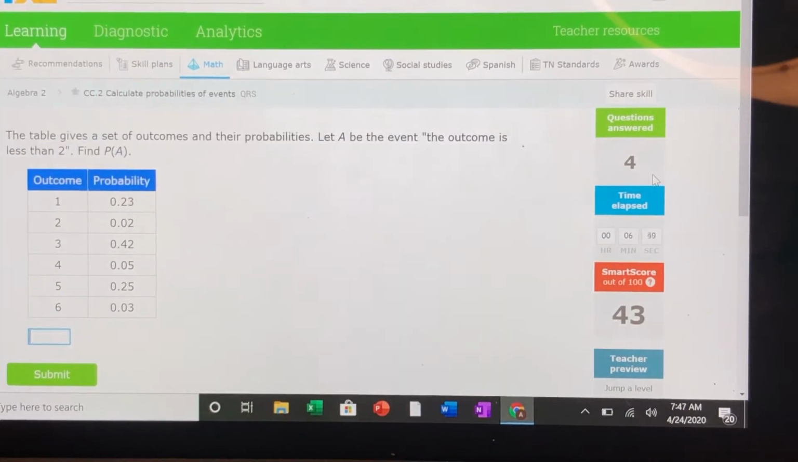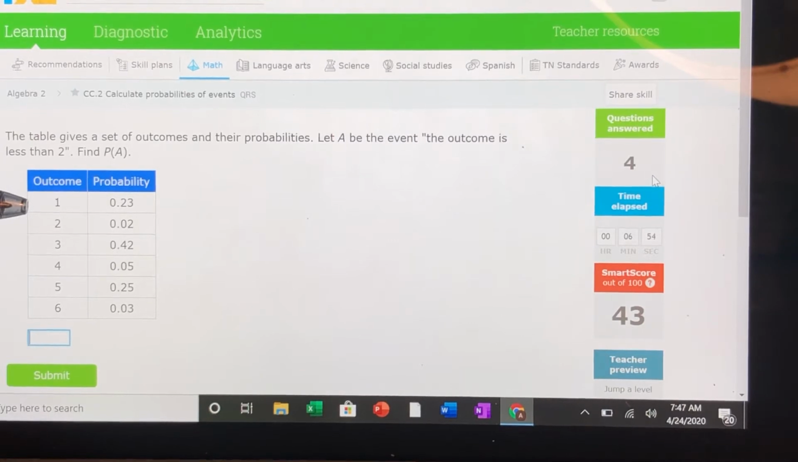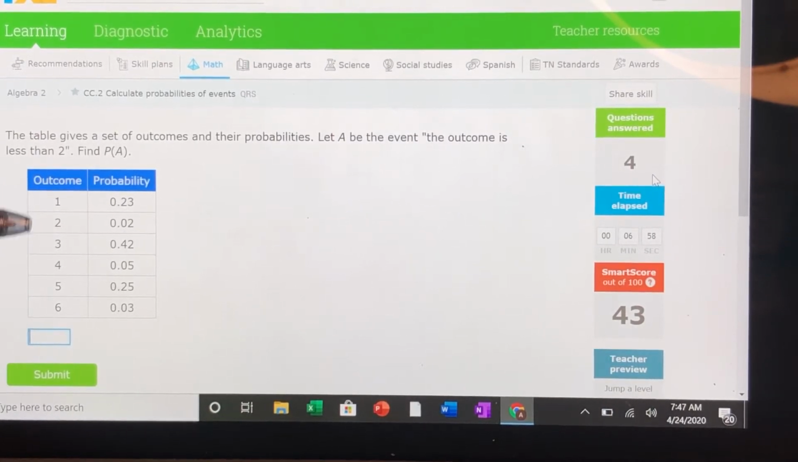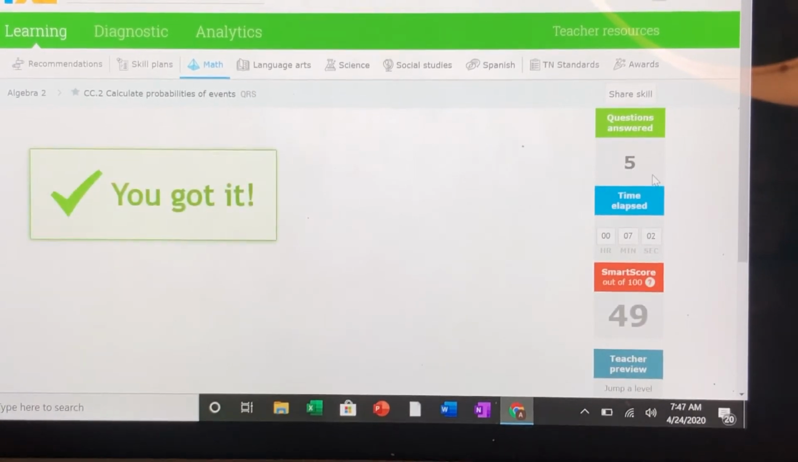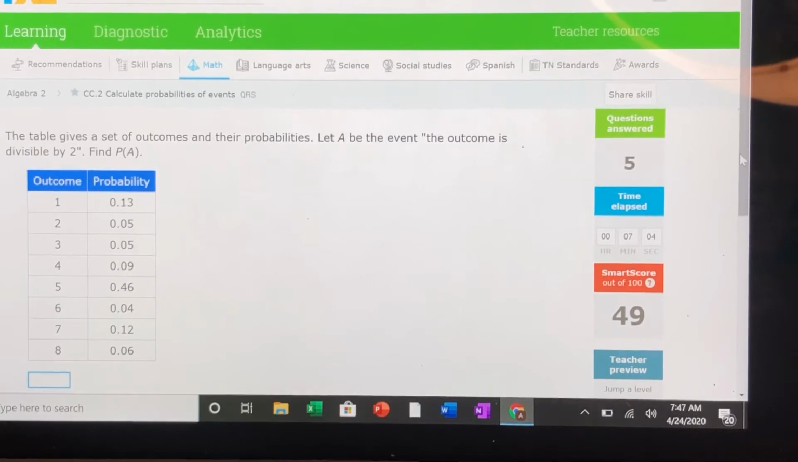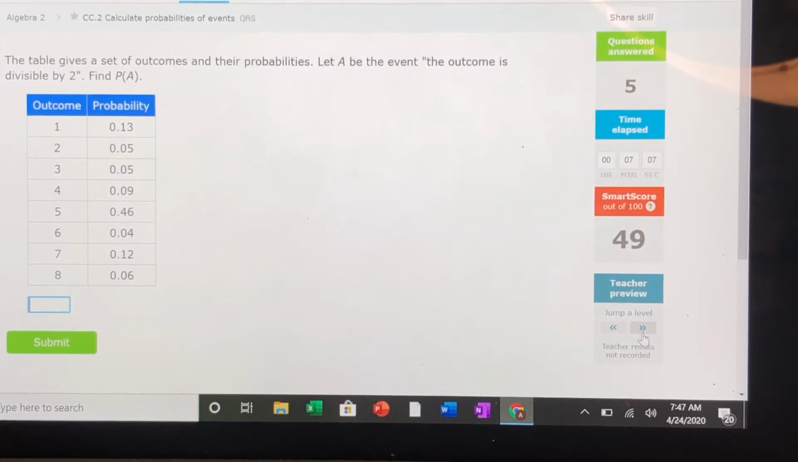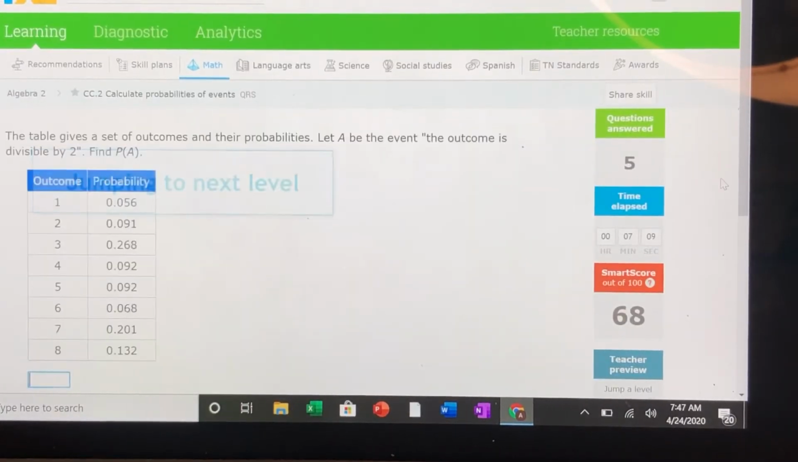All right, the outcome is less than 2. Well, there's only one number that's less than 2 in this case, and that's 1. If it said less than or equal to 2, well, we'd include the 2, but this one doesn't say that, so that's 0.23. Let's go up another level and see if they can make these any more difficult. If not, we're going to skip to the next one.